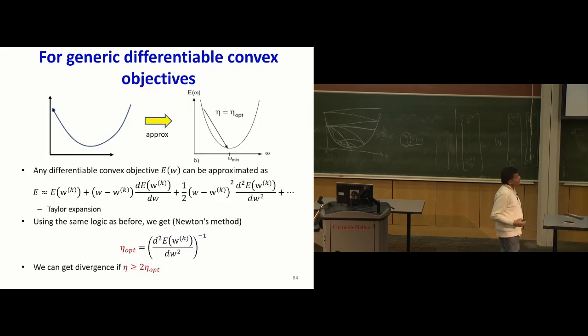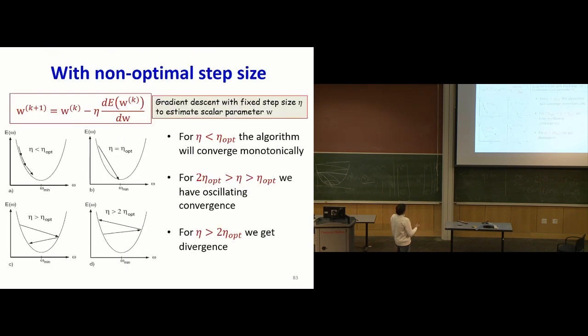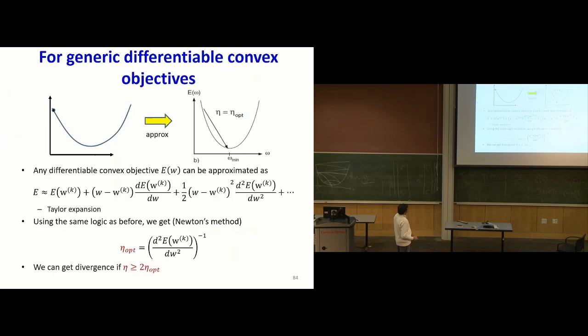So for generic differentiable functions, functions which are not quadratic, if they are convex, then I can always use a Taylor series approximation to approximate them by a quadratic function, in which case this a term that we had is simply going to be the second derivative with respect to the current estimate, right? And so in this case, the optimal step size is going to be the inverse of the second derivative of the function computed at the current location. And if your step size is more than two times this optimal step size, your iterations can diverge.